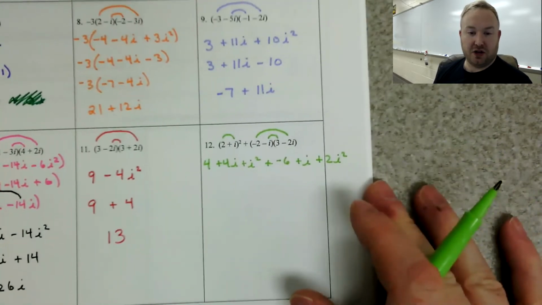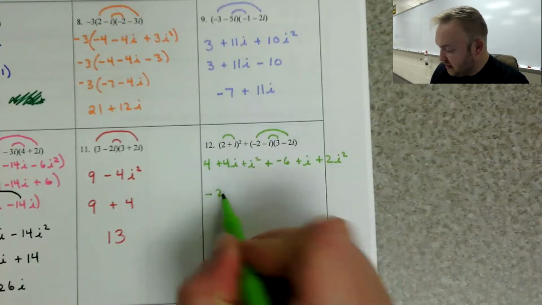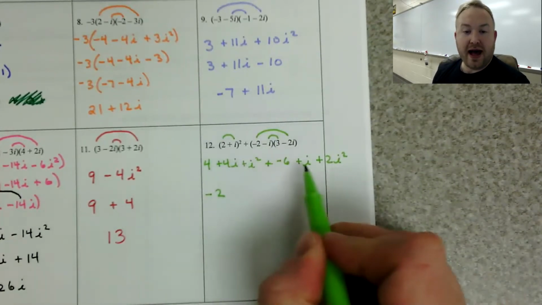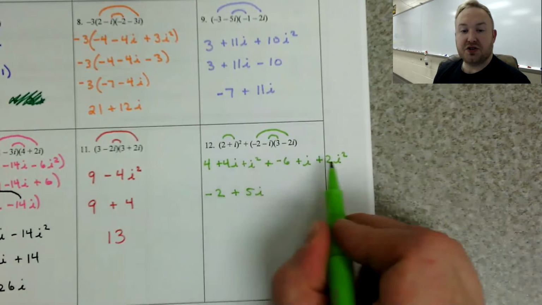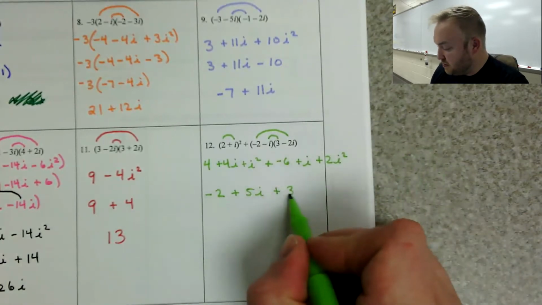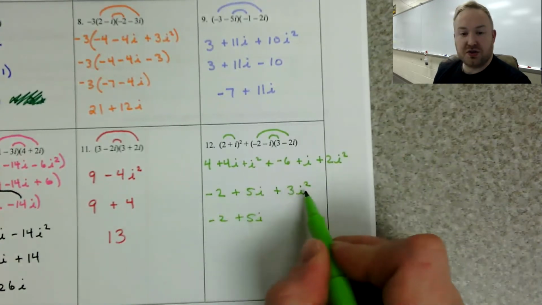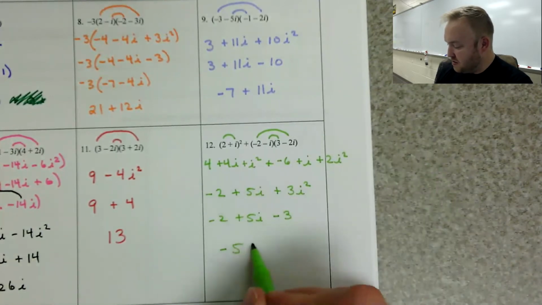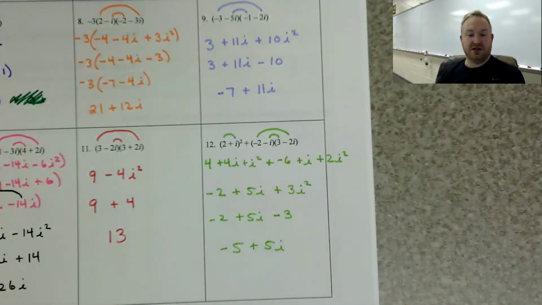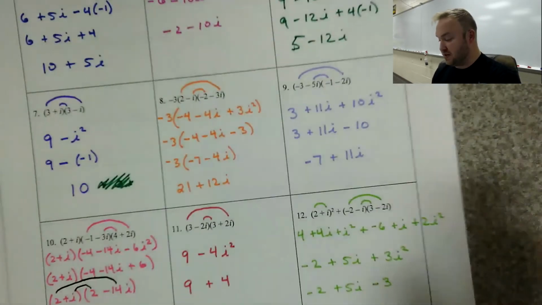Let's combine like terms a little bit here. I have a 4 and a negative 6 that adds up to negative 2. I have a 4i and a 1i, which adds up to 5i. And then I've got an i squared and a 2i squared, which adds up to 3i squared. Now we know that that 3i squared is 3 times negative 1, which is negative 3. And then negative 2 and negative 3 add up to negative 5. And so our final answer is negative 5 plus 5i. Okay, that was a lot of practice there just with complex numbers.